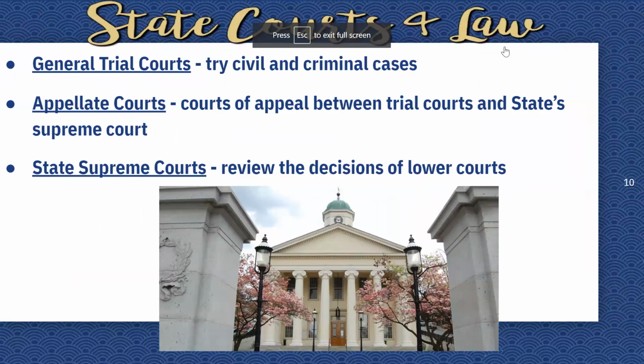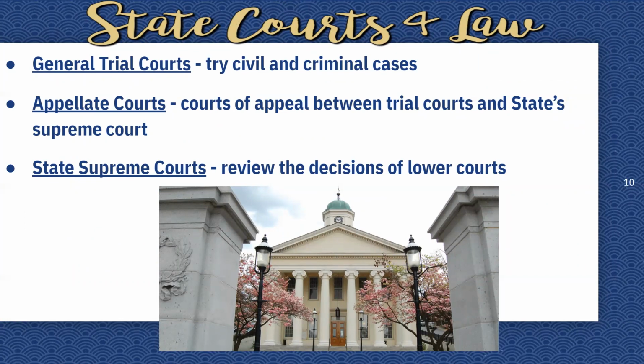We have 3 levels of state courts in each state. At the lowest level, we have general trial courts. That's for your everyday civil and criminal cases. You commit a crime, you're going to the trial court. You're trying to take someone to court, a regular civil case, you're going to a trial court. Above it, we have what are called appellate courts. These are courts of appeal. You can see the word appeal and the word appellate.